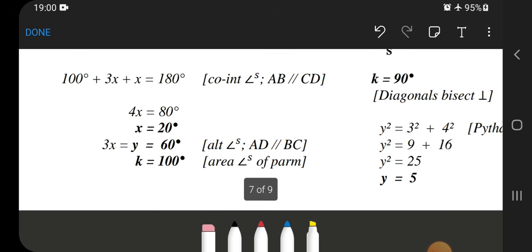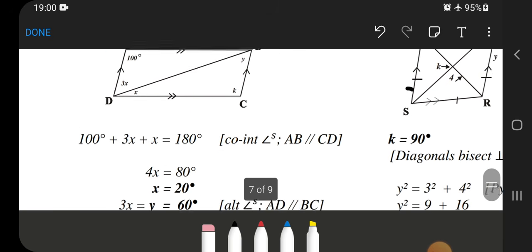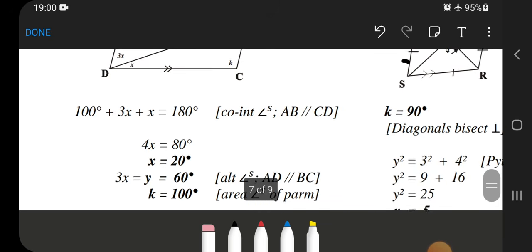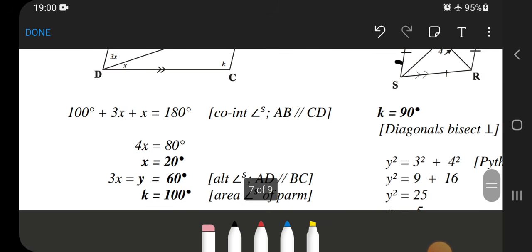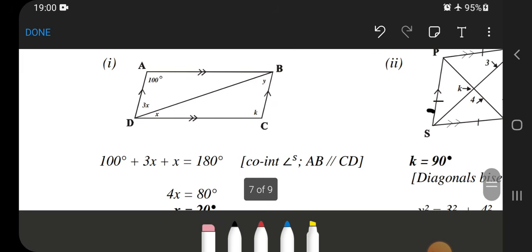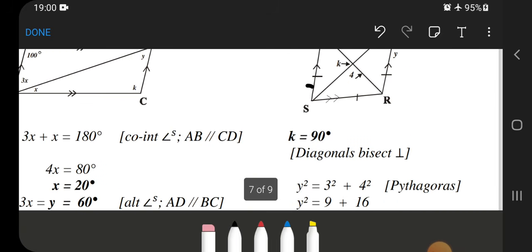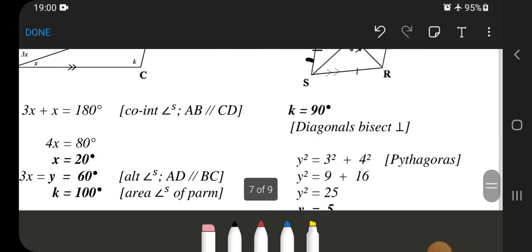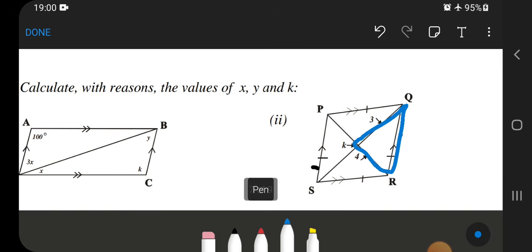And yeah, the reason is still alternate angles. So y equals 60, and then k equals 100. Yes, that is how you do this type of question. And then here k is 90, diagonals bisect. And then what else? Y squared equals, so we have right angles. This is a right angle, this is a right angle, this is a right angle, and this is a right angle. So we can use Pythagoras to look for sides.